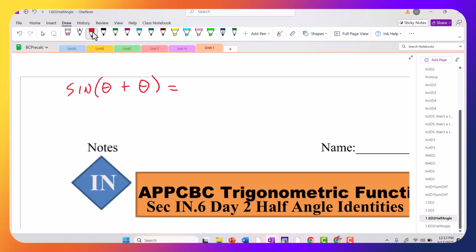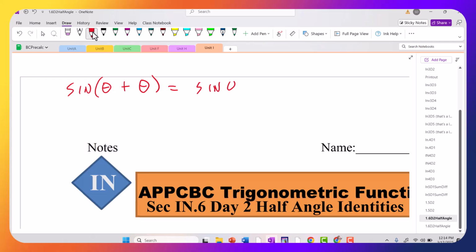Hey, why did I do this? What's theta plus theta? 2 theta. So this is a way of deriving the double angle rule, tricking yourself using the sum rule, but just summing the same angle to itself.